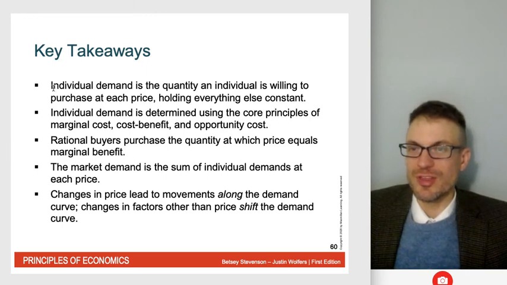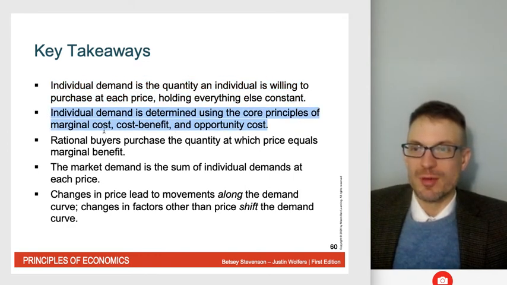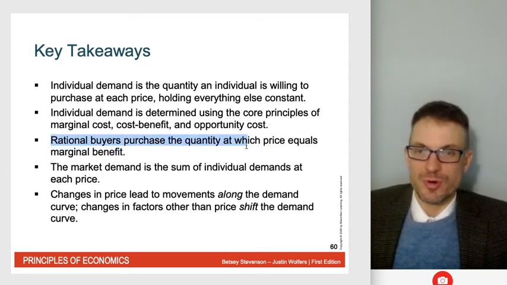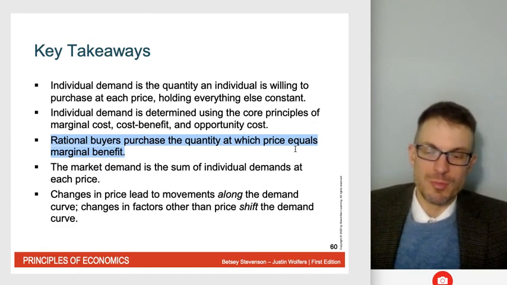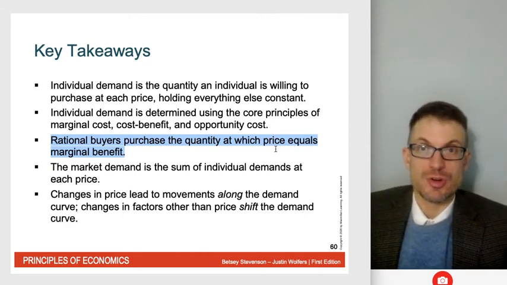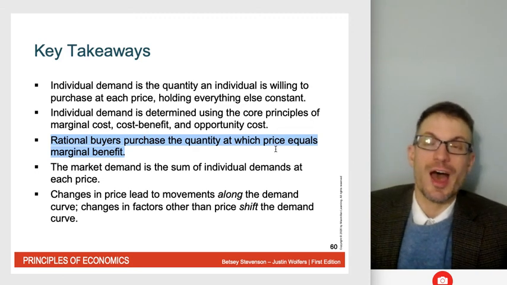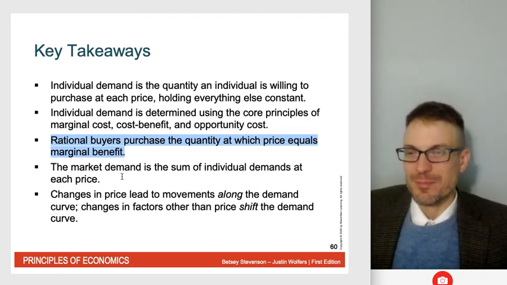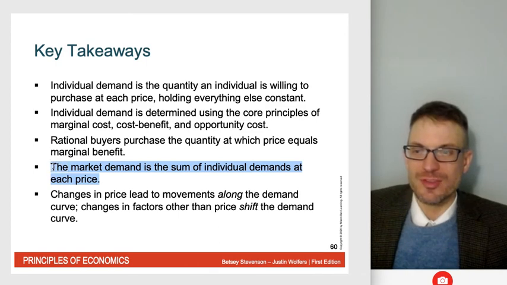All right, our takeaways: individual demand is the quantity an individual is willing to purchase at every price, holding other things constant. Individual demand is determined by using the core principles: marginal cost, cost benefit, and opportunity cost. Rational buyers purchase the quantity where price equals marginal benefit. If they purchase a smaller quantity, they should purchase more, because at the smaller quantity the price is smaller than their benefit, so they could get an additional gain by buying more. If they bought a larger quantity, the price is higher than their marginal benefit. Market demand curve is the sum of the individual demands at each price.